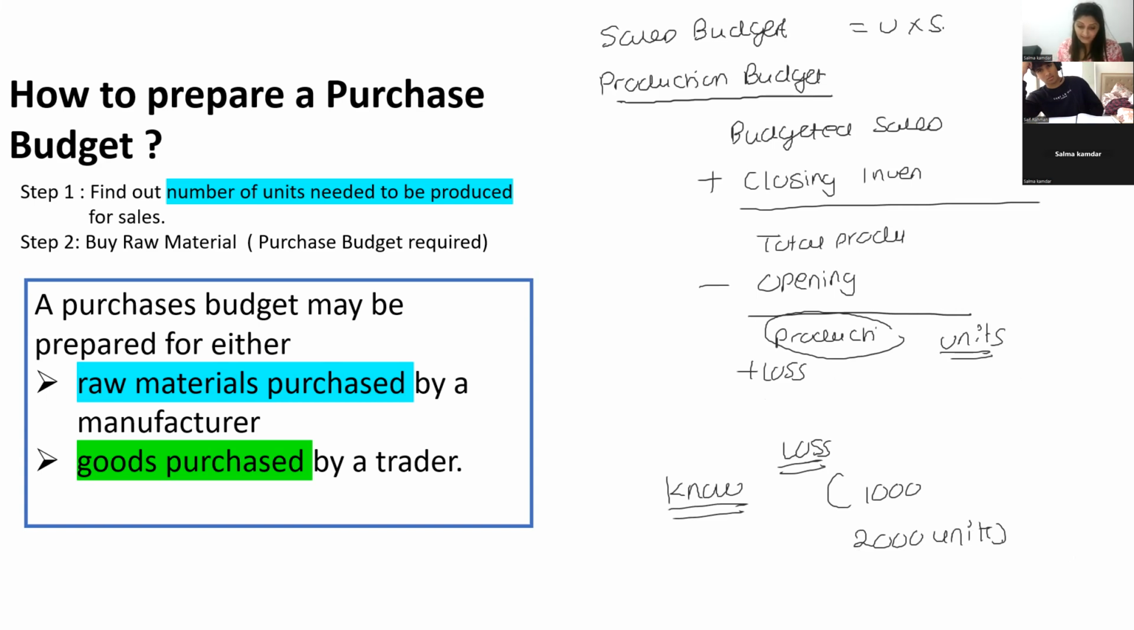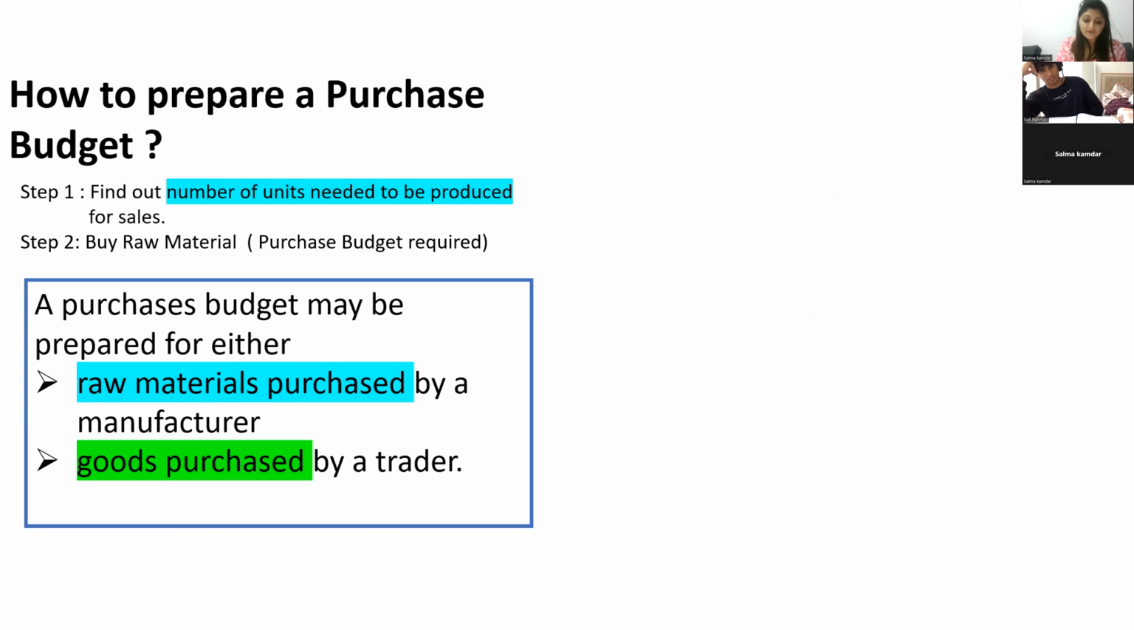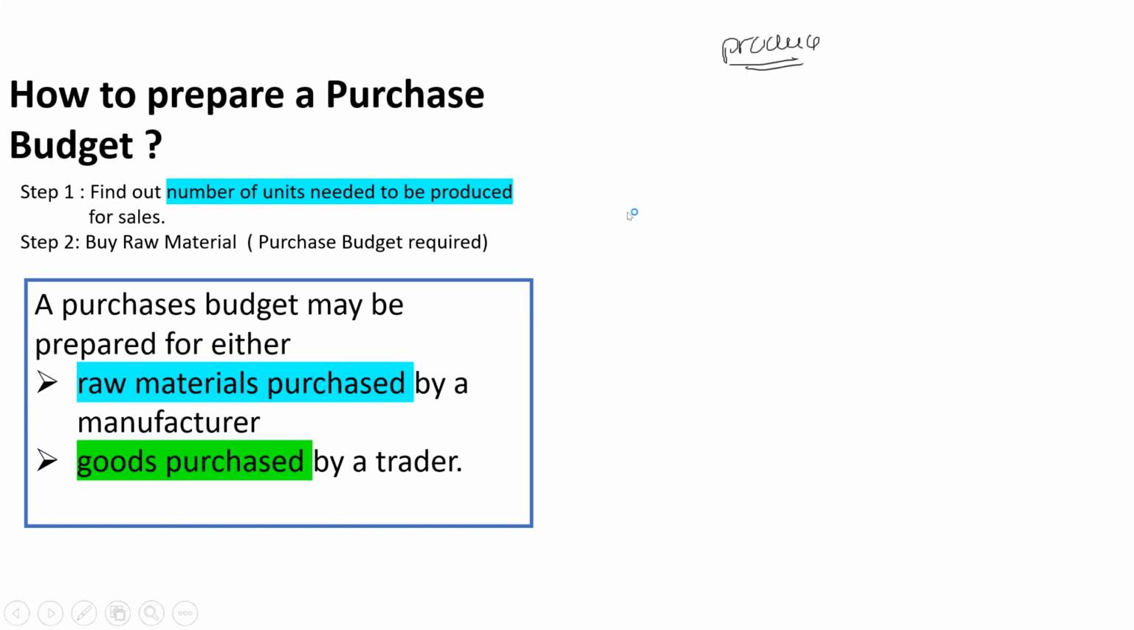You're a manufacturer, right? After you know that you have to produce these many units, what will you go and do? Produce it. So to produce it, you will need materials. So after you make the sales budget, you will decide how many units you have to produce. After you make the production budget, you will make the purchase budget.